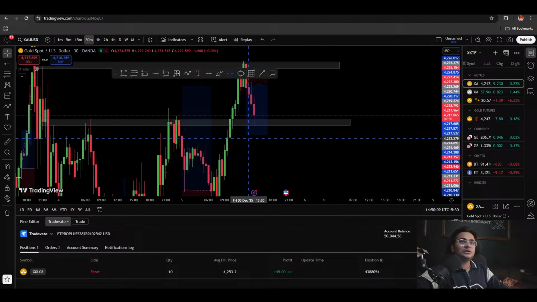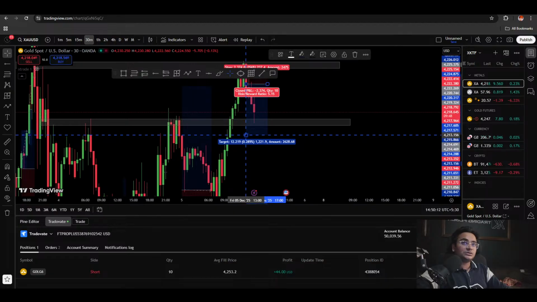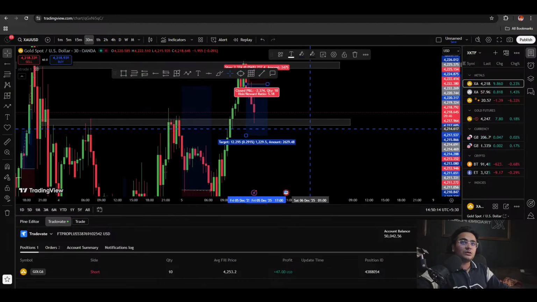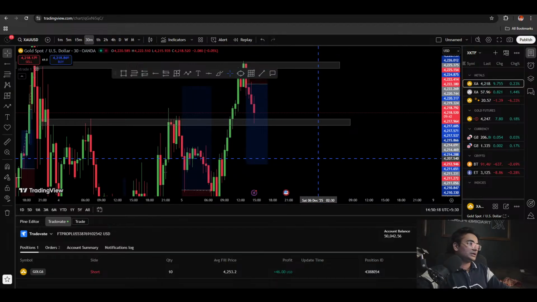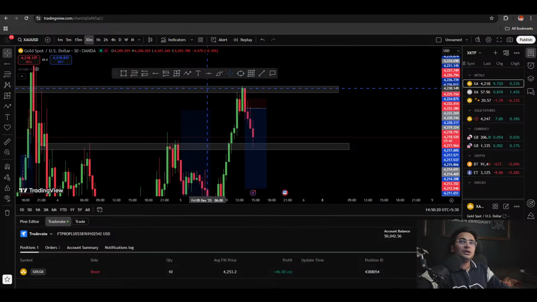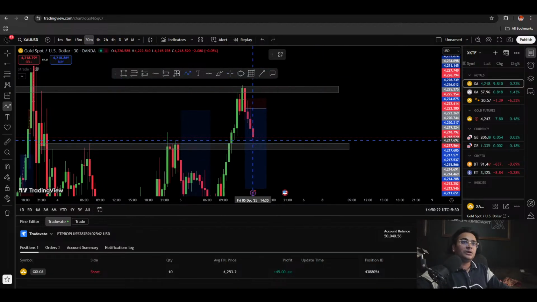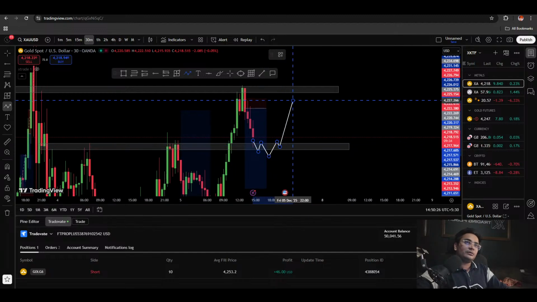So there are two things that can happen, okay? First, it could just not respect this level at all and drive down till here. That is the first scenario. And second, it will respect this level, consolidate, and then move back up.